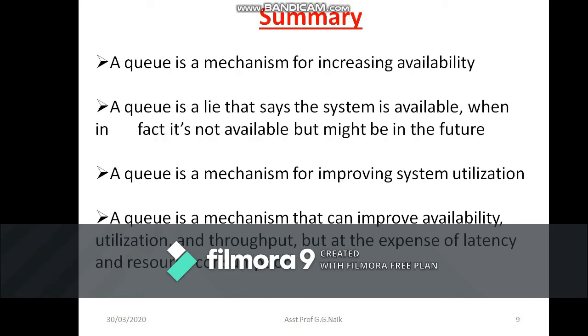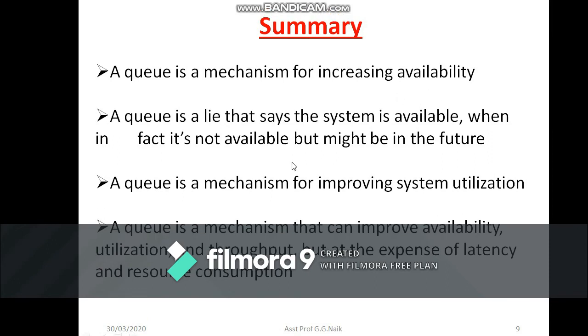Now, overall, what is a queue? A queue is a mechanism for increasing availability. A queue is a lie. A queue is a lie that says the system is available when in fact it's not available but might be in the future. So this is a very important line about the queue. A queue is a mechanism for improving the system utilization.